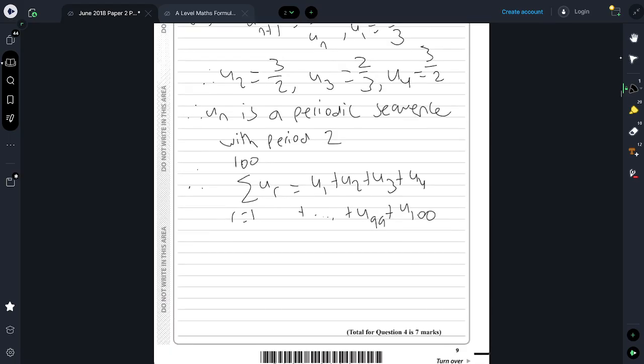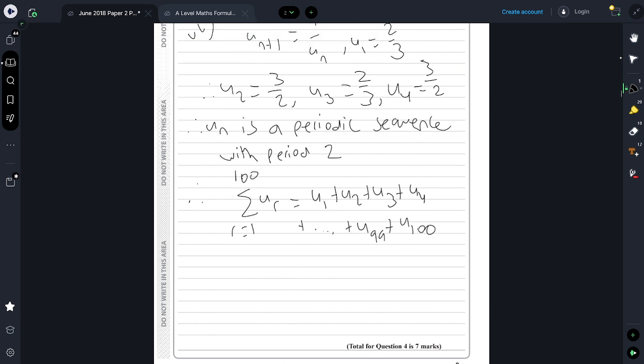But actually, we know if we look at here, U1 is the same as U3 because it's period 2. Every 2 times, the sequence returns to itself. So U3 is 2/3. Every 2 terms, it's the same one. So you want U1, U3, U5, U7, U9, U11, and hopefully you can spot it's every odd number.